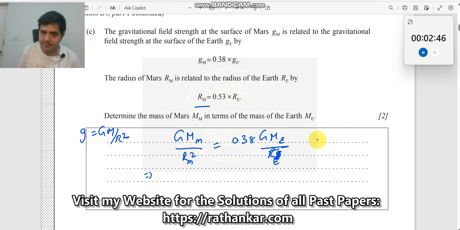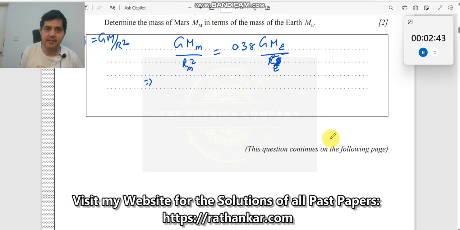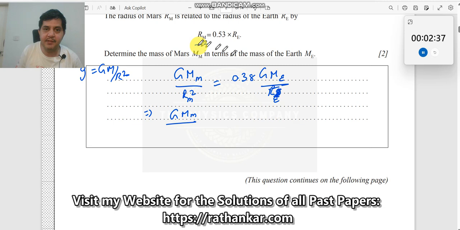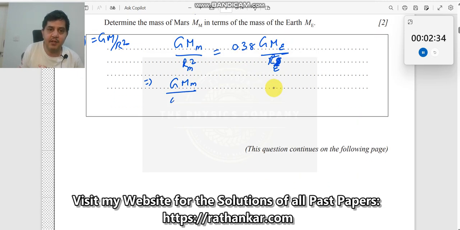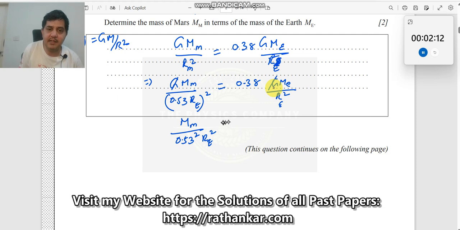So which means, let me just scroll it upwards. So I have G Mm divided by, what is Rm here? Rm is 0.53 times Re. 0.53 times Re whole square is equal to 0.38 times G Me divided by Re square. Now what do we have here? See, you see this G cancels on both the sides, and I have Mm divided by 0.53 square into Re square, is equal to 0.38 into Me divided by Re square. Re square also goes away.